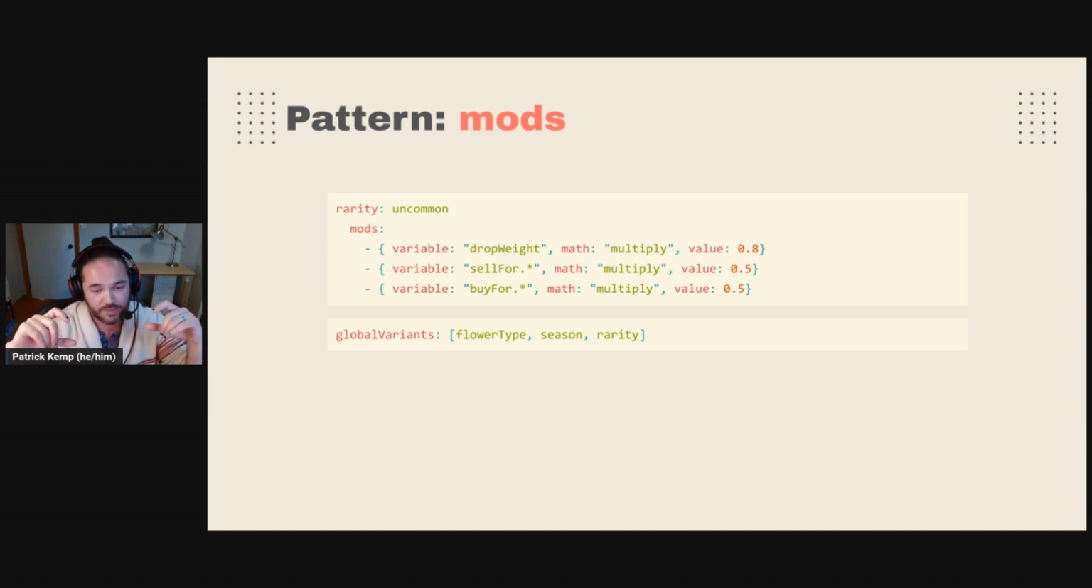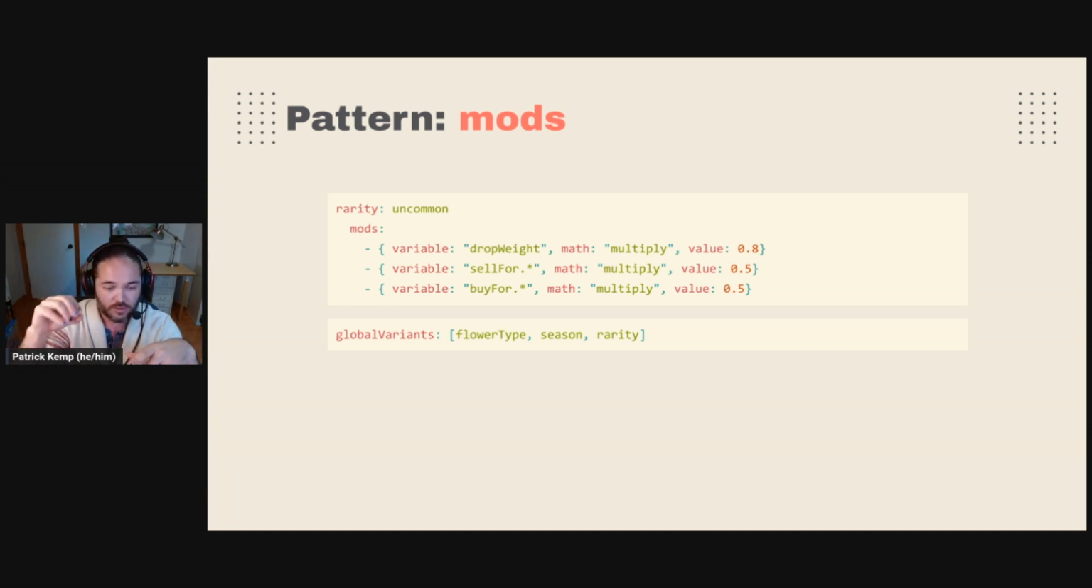Another nice thing we do is we build these rarity variants once, and then put them in this global file called global variants. So every config, like the flower config, doesn't have to have all the variants defined for rarity. They just reference a shared block of variants for rarity. Same with seasons, flower types, all kinds basically.